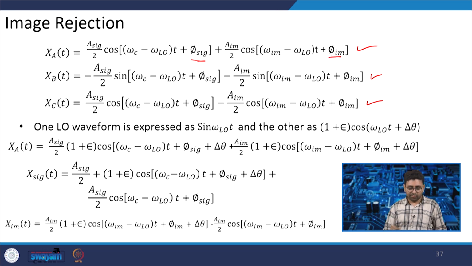Now, we want to quantify the image rejection, and that term is called the image rejection ratio. In order to understand the image rejection ratio: in the previous example we considered that your amplitude and phase are ideal, meaning you are getting a perfect 0 and 90-degree phase shift, but in reality there is an error in both amplitude as well as phase.